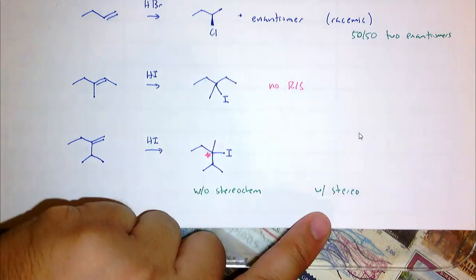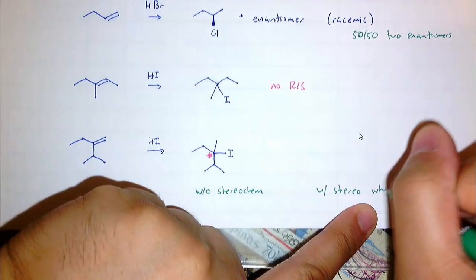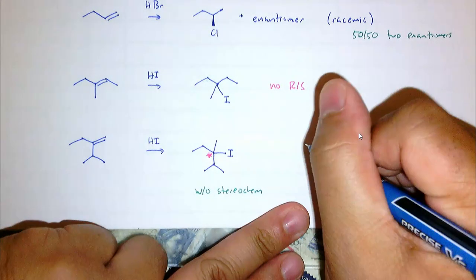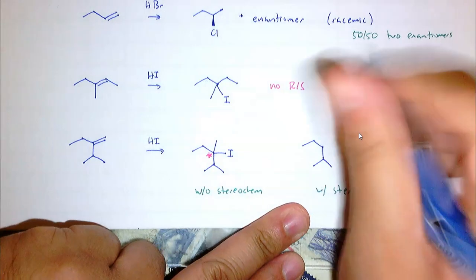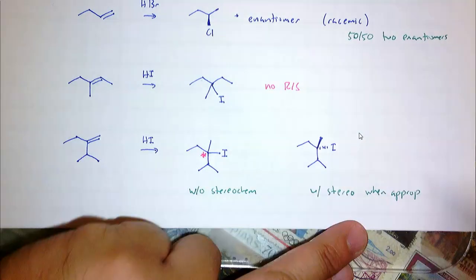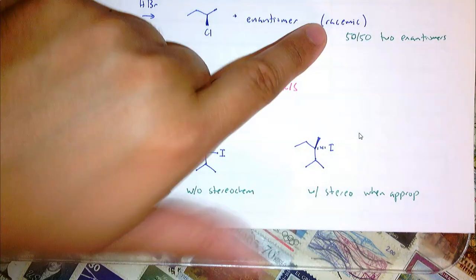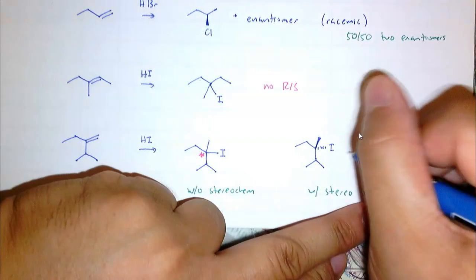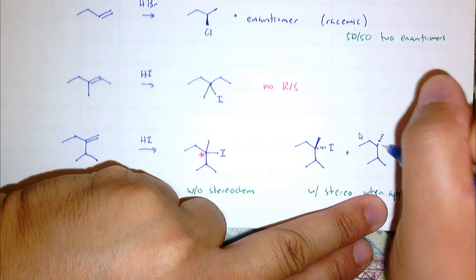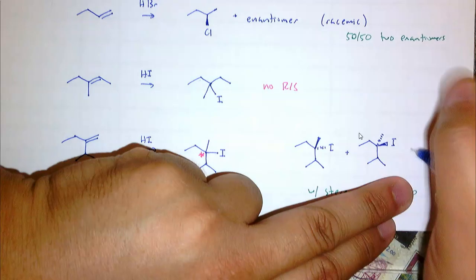So what do you do if I ask you with stereo when appropriate? You're going to realize that you have a chiral carbon and you are going to give me wedges and dashes or some indication that there is stereochemistry. Now again, you could draw both enantiomers, or you could put the word plus enantiomer, but you should always write with stereo. So I'm just going to draw the other enantiomer for completeness.